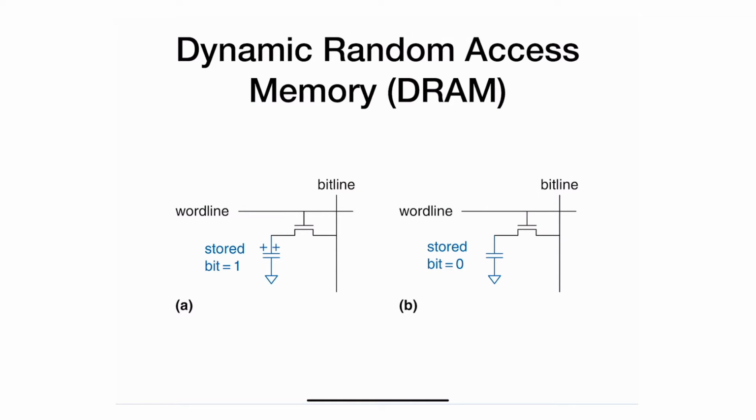And the other thing is a capacitor. In order for you to transfer that charge from here to here, you're going to have to depend on its tau, which is the time constant of a capacitor. So generally speaking, you're going to see that DRAM is a slow type of memory.